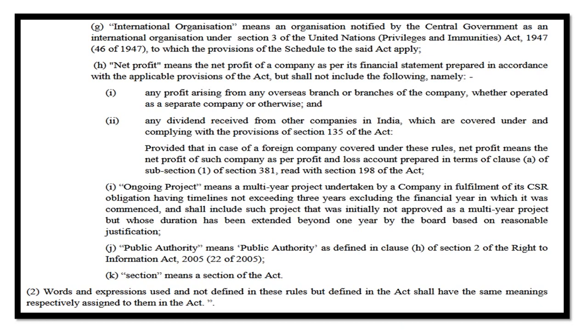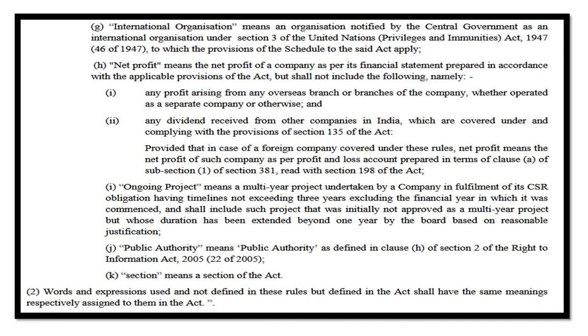Now, what is an ongoing project? It's a multi-year project that is undertaken by a company for its CSR obligation, having timelines not exceeding 3 years. That kind of project is called an ongoing project. There's a time limit also, that you have to complete it within this time as it was commenced, and it shall include such a project that was initially not approved as a multi-year project but whose duration has been extended beyond 1 year by the board based on reasonable justification.